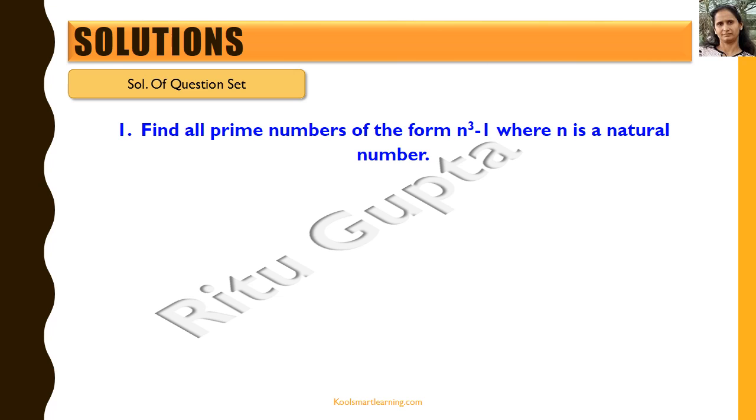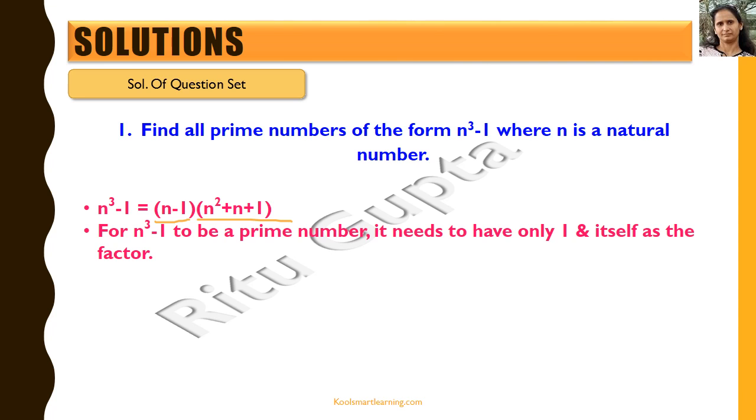So now let's look at the solution for question 1 in the advanced set. We need to find out all the prime numbers of the form n cube minus 1, where n is a natural number. Now we know that n cube minus 1 can be written as n minus 1 into n square plus n plus 1. Now for n cube minus 1 to be a prime number, it should only have 1 and itself as the factors. So this is possible only for n equal to 2. For any other value of n.